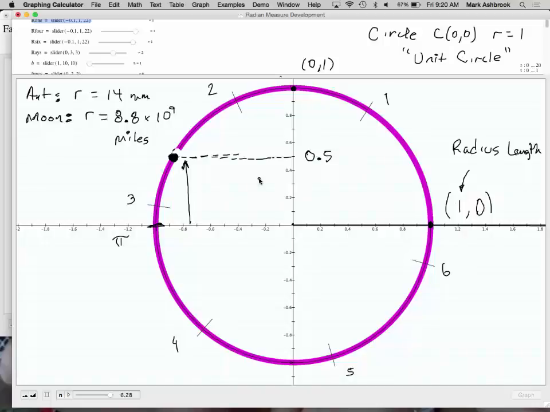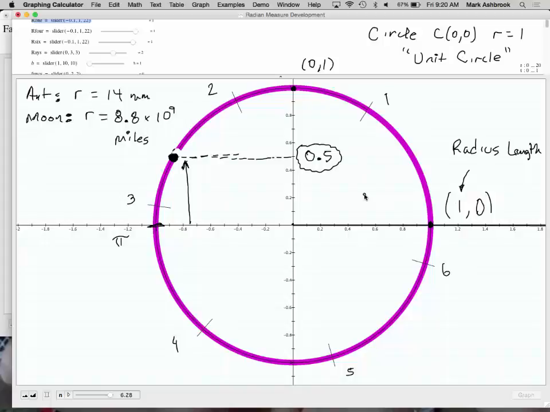It's the same thing. The moon's going around its orbit, and it stops there. How many miles is the moon above the horizontal axis? 4.4 billion miles, right? In both cases, the object we're looking at is 0.5 radius lengths above the horizontal axis.